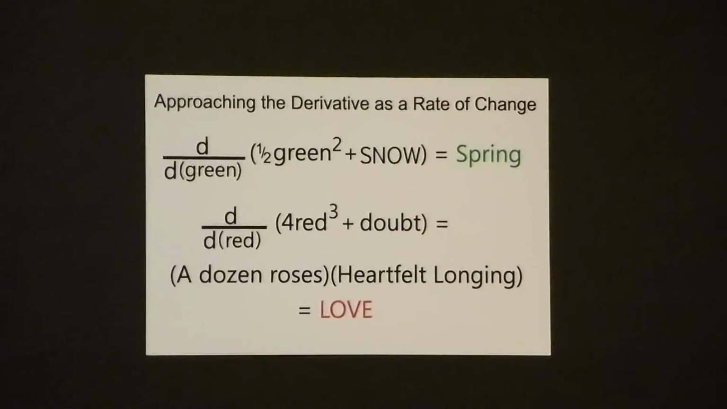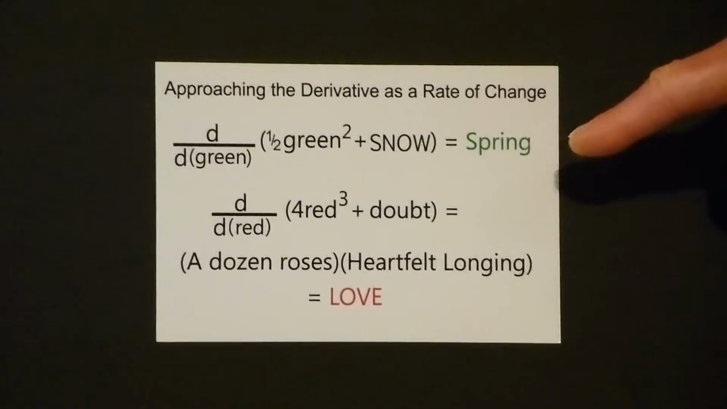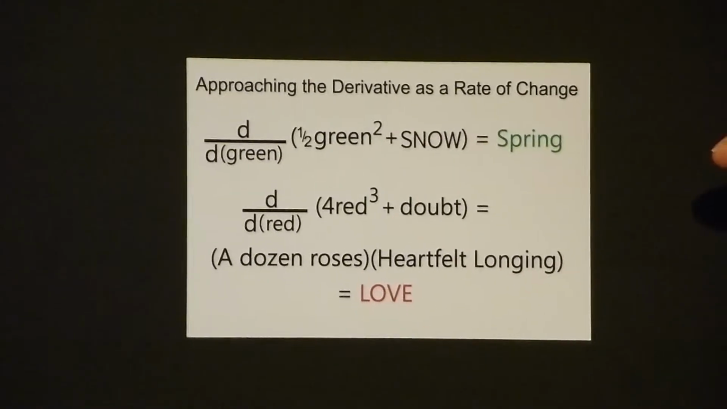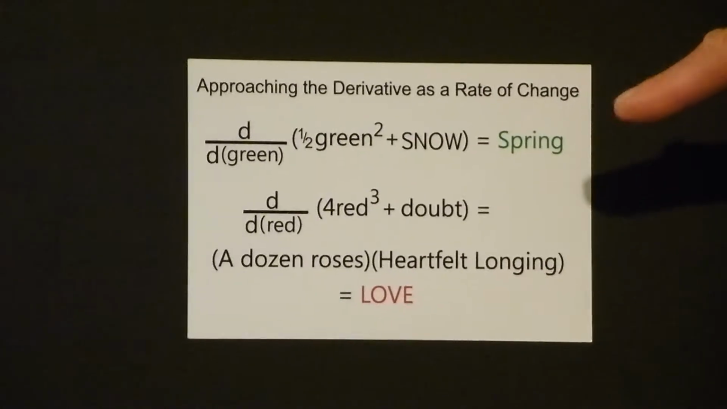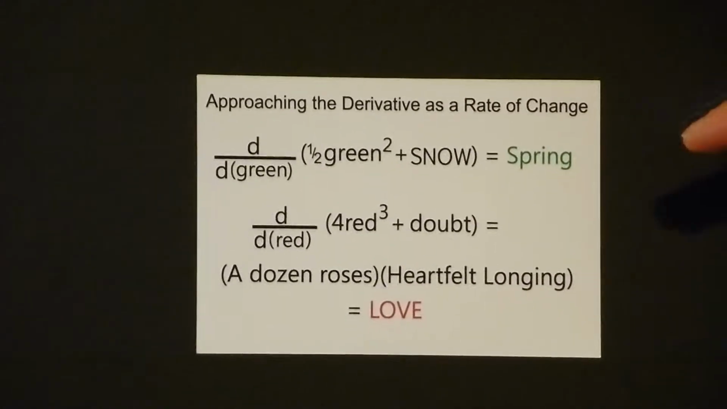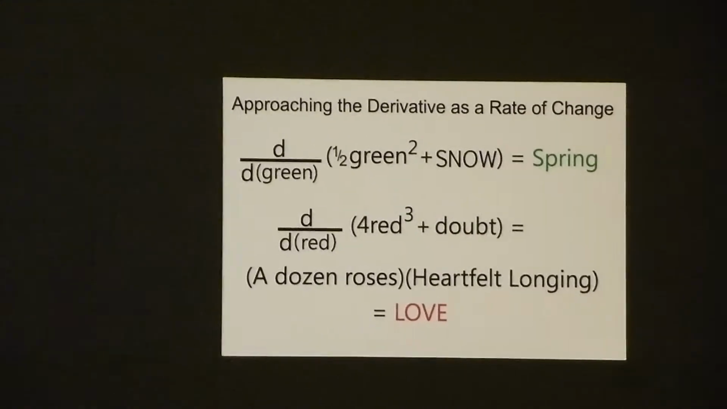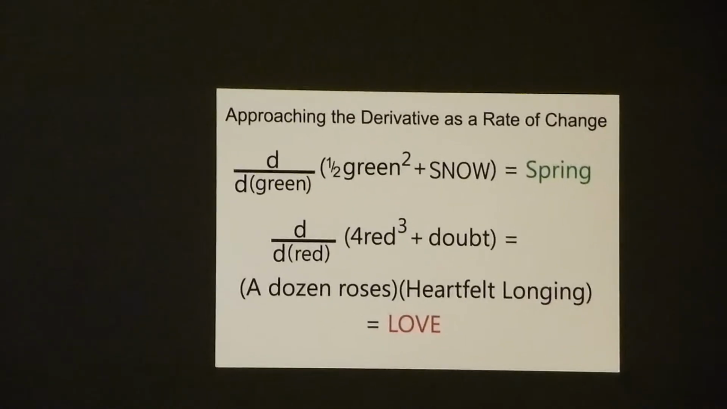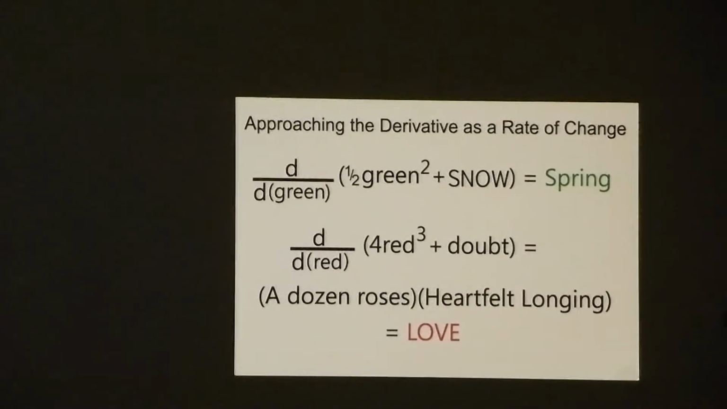I equated to love. You can see that snow and doubt are treated as constants which drop out when you take the derivative. And I omitted a couple steps where 4 red cubed, taking the derivative, would be 12 red squared, which I equated to 12 red times red, and substituted a dozen roses times heartfelt longing.